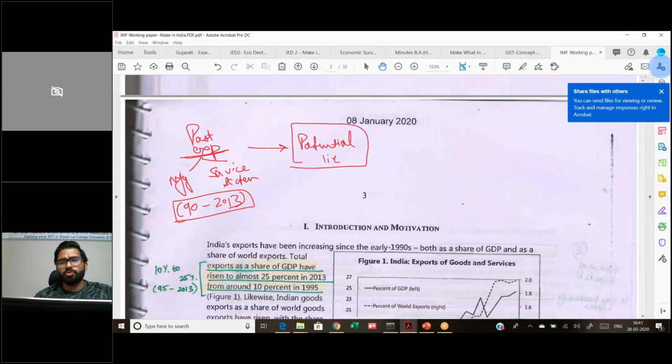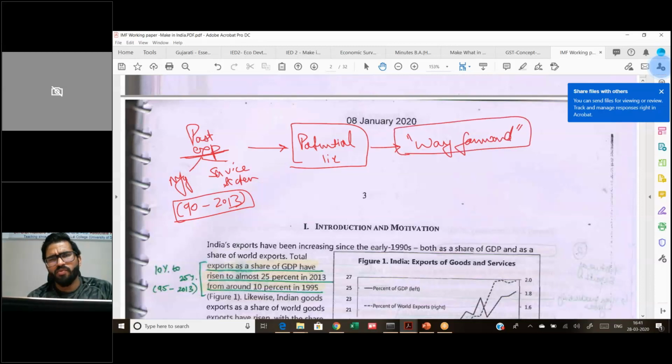This potential will be analyzed through a number of technical ways. We will go through what are the technical ways in which it talks about the potential that the Indian economy has, and then it talks about the way forward. And the way forward is very similar to everything else. So there is nothing new in the way forward. I have discussed what needs to be done in the Indian economy an ample number of times.